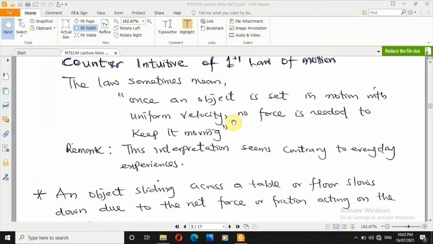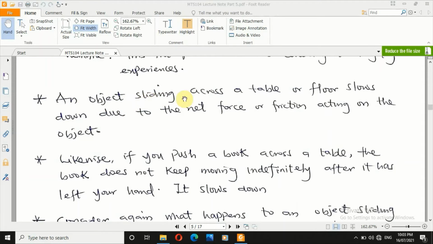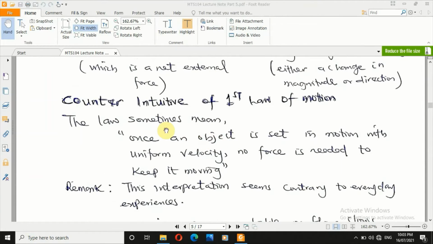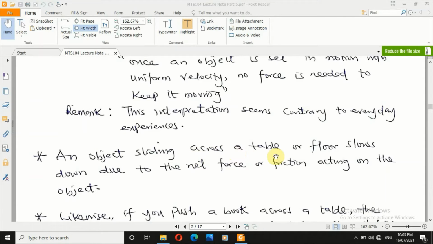Now, let's go to the second part. To explain this, I will bring some facts. Let's consider an object that is sliding across a table. Oh, before I proceed to this counterintuitive part, there is something connected to this that we need to bring out, and it has to do with frictional force. We are talking about net force, so frictional force is also part of it. Let's consider an object sliding across a table or floor that slows down due to the net force of friction acting on the object.